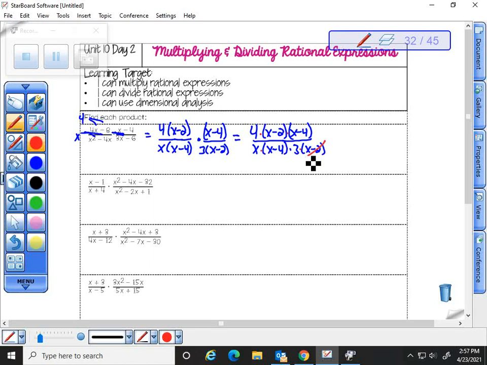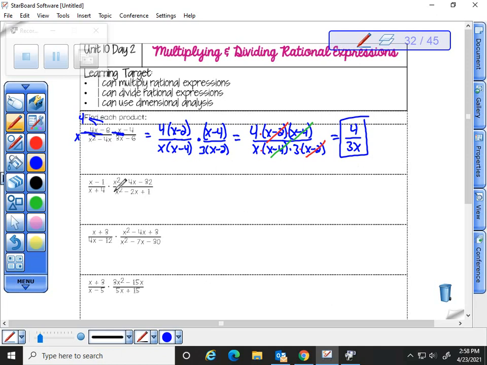So x minus 2 will cancel. X minus 4 will cancel. 4 does not cancel with the 3. X doesn't cancel. So that's it. That's all the cancellations. So I have a 4 on top and an x times 3, but I'm going to put the 3 in front of the x on the bottom.